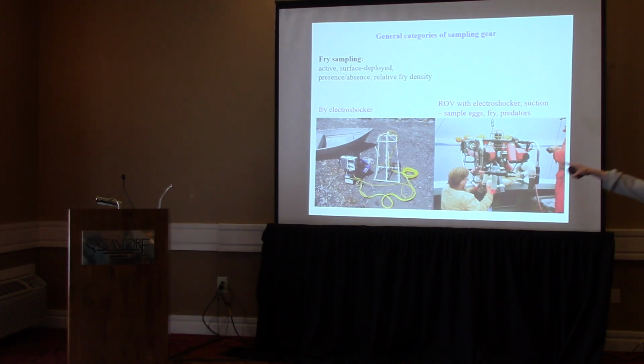This is a camera with an electroshocker attached to it. You put that on the bottom with the electroshocker, and the fry respond. And you count them wriggling in a 10-second period, let's say, or something like that. So you get a quantitative estimate that way.